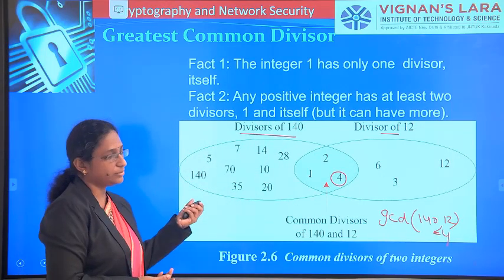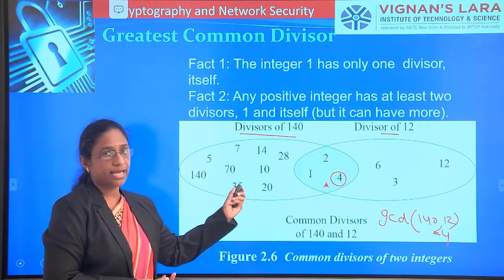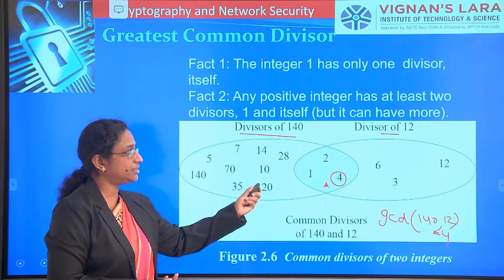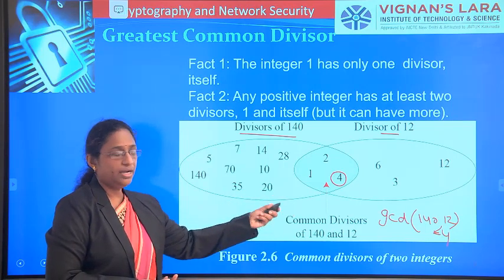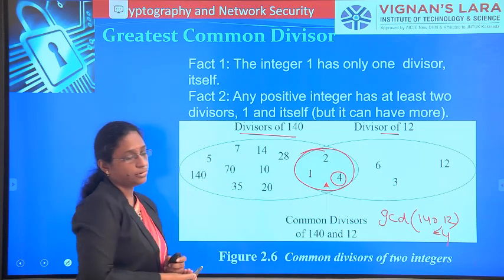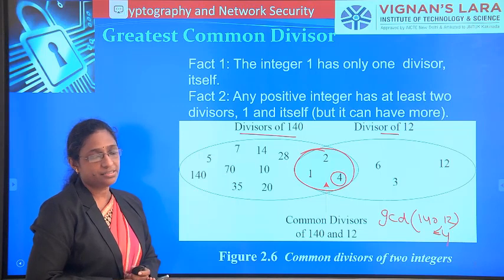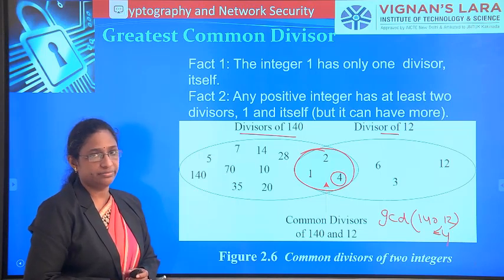For that we have to calculate the divisors of one integer and then the divisors of the other, and then we have to take the common divisors of these two. In those common divisors, which is the greatest? The greatest is said to be the greatest common divisor.